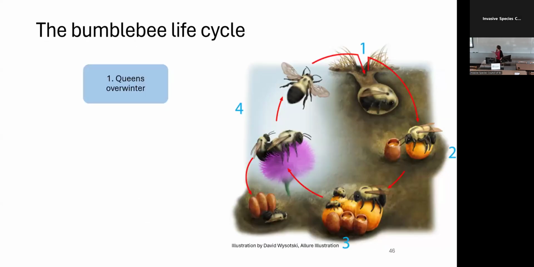Bees are nice. Well, to sort of understand this, I'm going to give you a little primer on a bumblebee life cycle. So bumblebees are a lot like an annual plant. We have queens overwintering, and they emerge in the spring to search for nests.